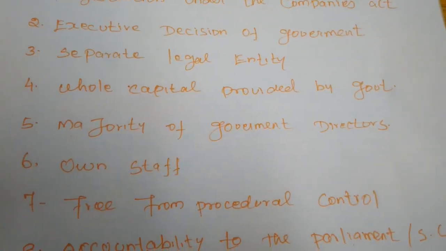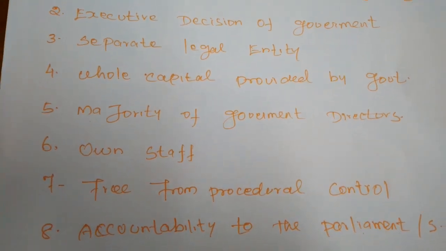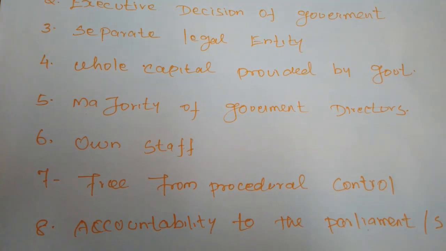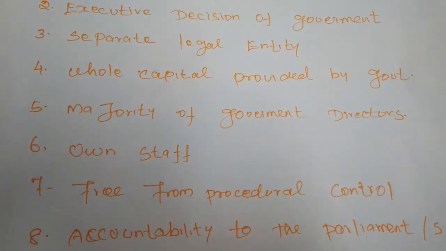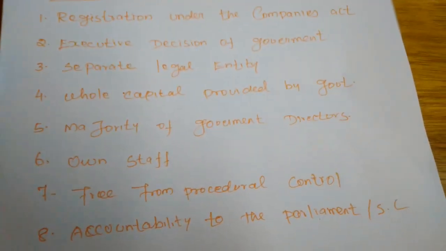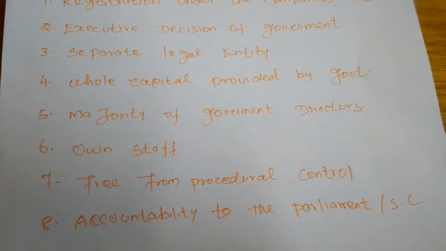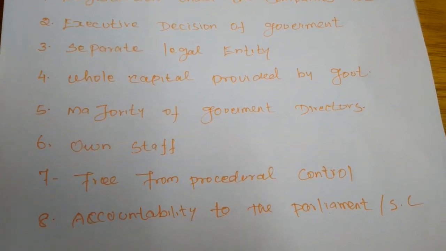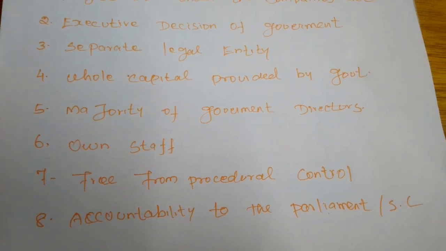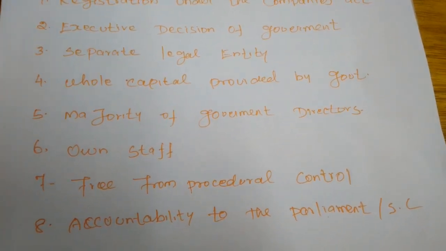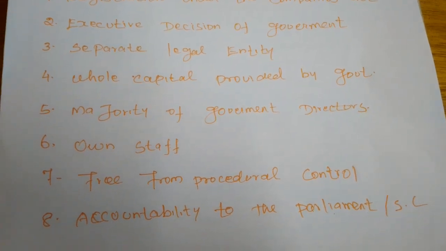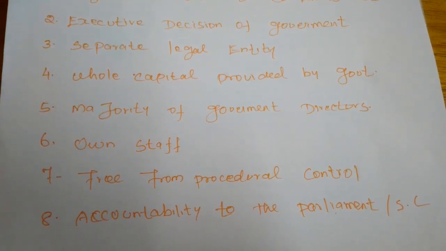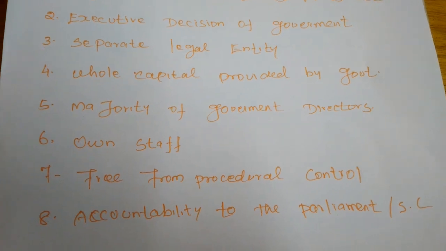Next, majority of the government directors. Being in possession of a majority of the share capital, the government has the authority to appoint the majority of the directors and the board of directors of a government company. Normally, those who have more paid up share capital have the right to appoint the board of directors. Like that, here also the government has more paid up share capital, so it has the power to appoint the directors and the board of directors. So the board of directors and the directors group will always be under the government's control.